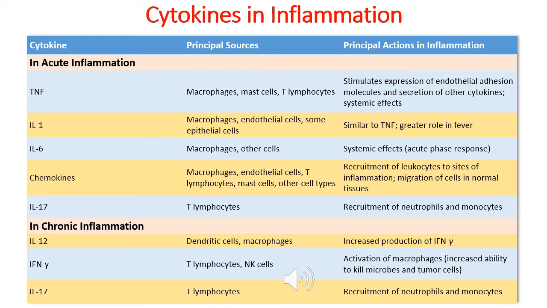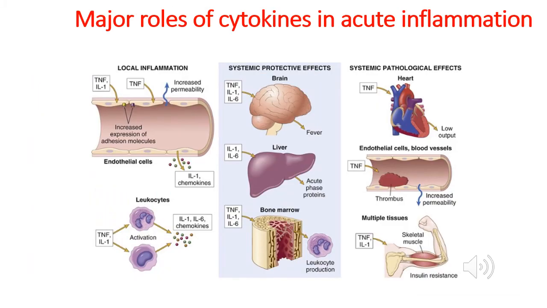And you can see here the principal sources and the principal actions in inflammation. As I said, I need you to know that these are the main mediators in acute inflammation, which are tumor necrosis factor, interleukin 1, interleukin 6, and the chemokines. So we can see that there are different major roles of cytokines in acute inflammation. On the left side, you can see they can induce the local inflammatory process and augment the inflammation. Tumor necrosis factor and interleukin 1 are known to increase vascular permeability, increase the expression of adhesion molecules, and also enhance the chemokines. And this will potentiate the whole inflammatory process.